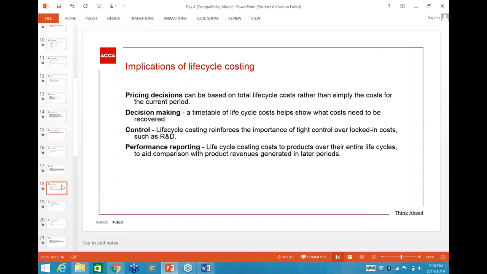Right. So we use this in pricing decisions, which can be based on total life cycle cost rather than the cost for a period. For decision making, a timetable of life cycle cost helps to show what cost needs to be recovered. And for control, it reinforces the importance of tight control over locked-in costs such as R&D. For performance reporting, life cycle costing costs the products over their entire life cycles to aid comparison with product revenues generated in later periods.